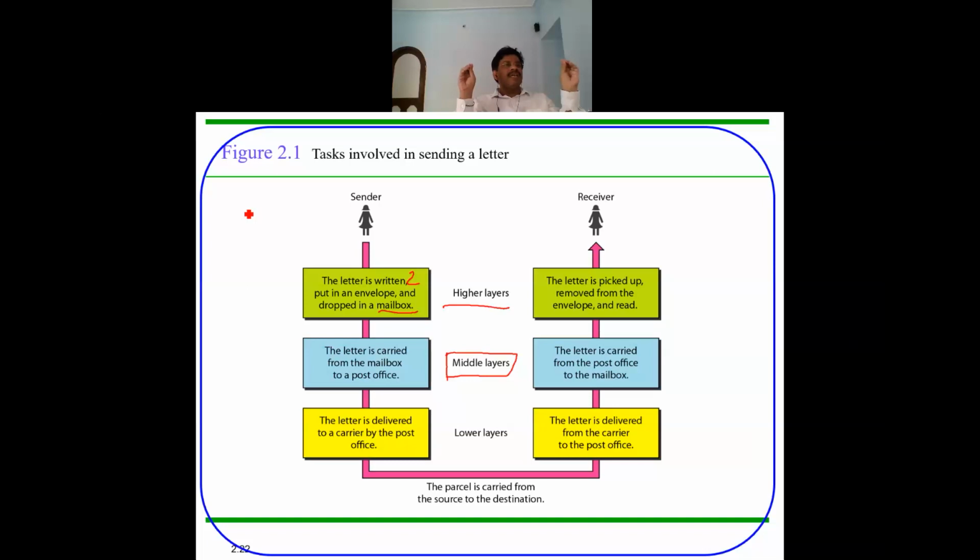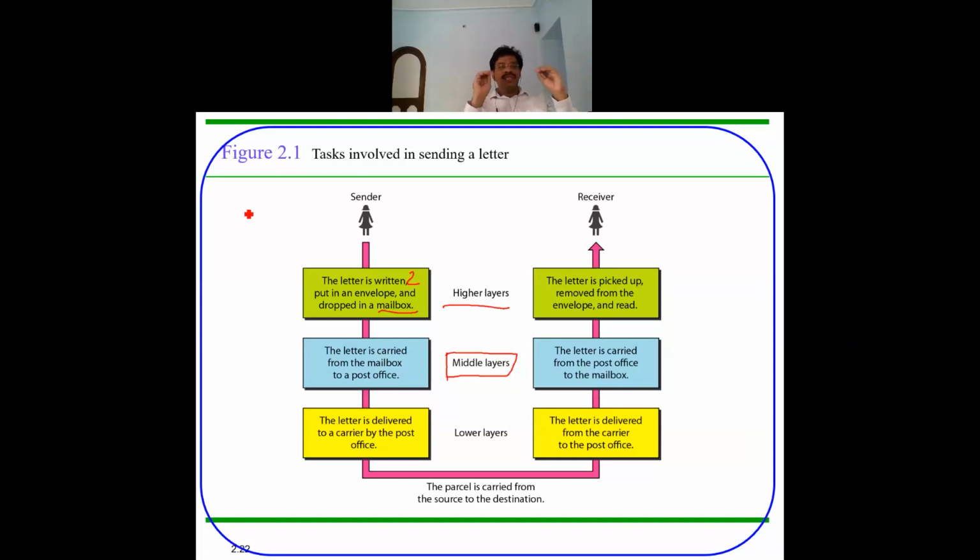At every activity, the letter must be written and dropped in the mailbox before being picked up by the letter carrier. Or at the receiving side, the letter must be dropped at the recipient's mailbox before being picked up and read by the recipient. This has a specific hierarchical functioning at the sender's end from higher layer to lower layer, and at the receiving end from the lower layers to the higher layers.